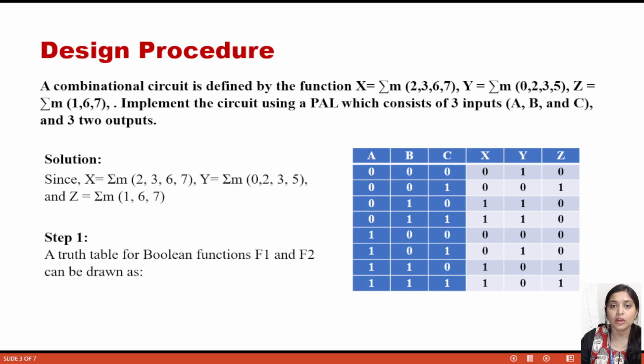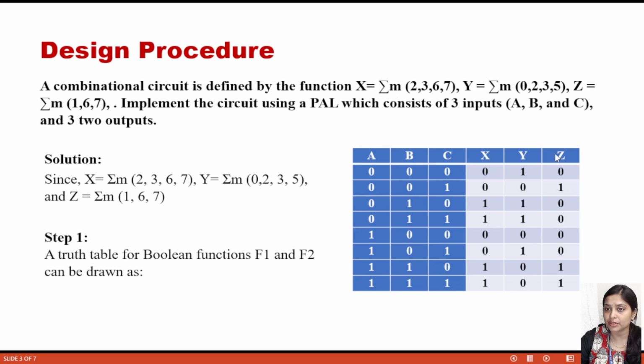Now, first of all, an important part: you have to know the design procedure, how to design a PAL. A combinational circuit is defined by a function: x is the minterm summation of m 2, 3, 6, 7; y equals summation of m 0, 2, 3, 5; z is equal to summation of m 1, 6, 7. Now you have to implement the circuit using a PAL which consists of 3 inputs, A, B, C, and 3 outputs, X, Y, Z.